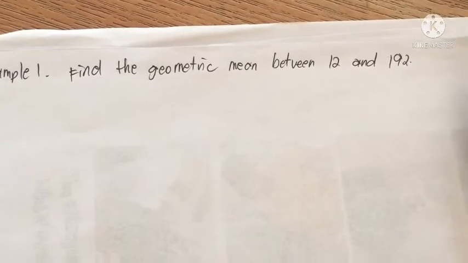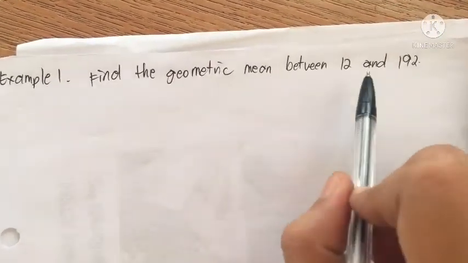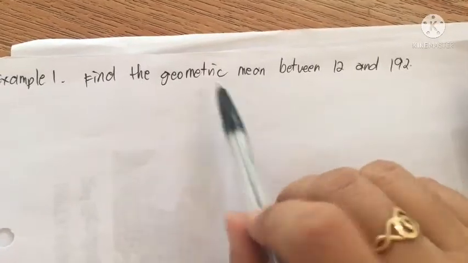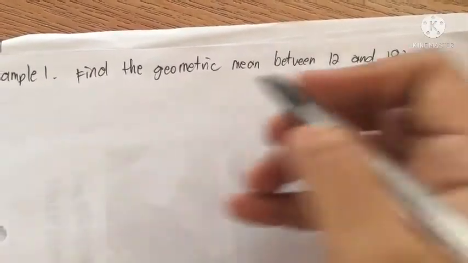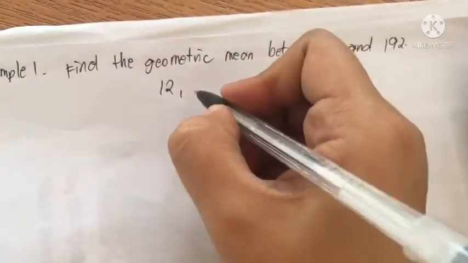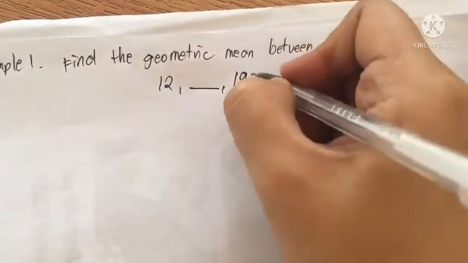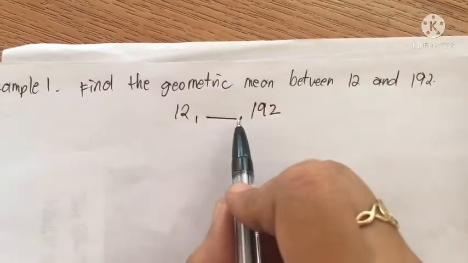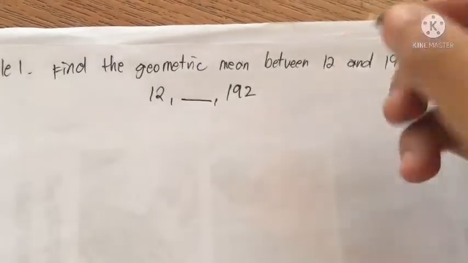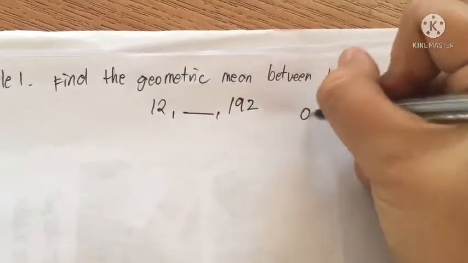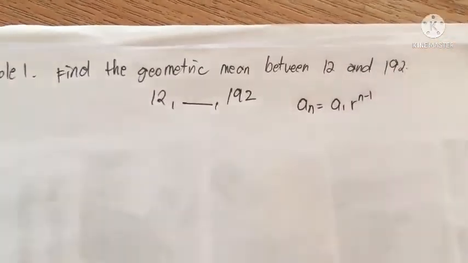So let's have an example number 1. Find the geometric mean between 12 and 192. So, geometric mean, insert natin between 12 and 192. So, 12, space, so yung next natin, that is the geometric mean, and 192. So, paano natin kukunin yan? Since this is a geometric sequence, we will use the formula for geometric sequence, that is a sub n is equal to a sub 1 r^(n-1).